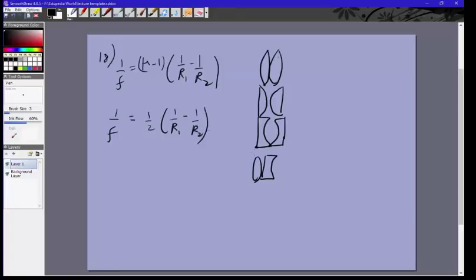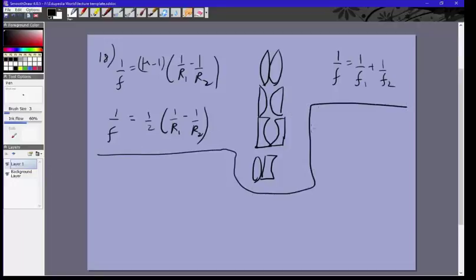Now the whole key in this question is to put the proper signs, and once you put the proper signs, the answer will come. Find the focal length for each of the 2 lenses, then just use 1 by f is equal to 1 by f1 plus 1 by f2. So let's do this for each of them individually.